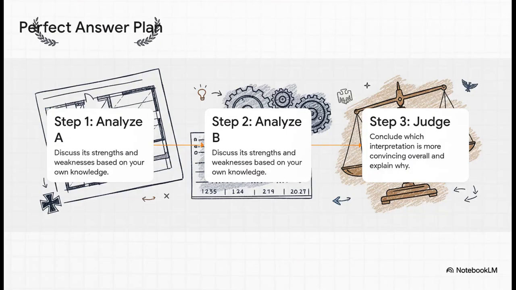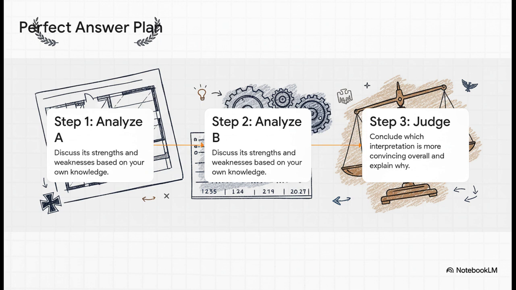And here is the perfect structure for your answer. It's a simple 3-paragraph plan, easy to remember. In paragraph 1, you're going to analyze interpretation A. Use your own knowledge to talk about its strengths, but also its weaknesses. Then, in paragraph 2, you do the exact same thing for interpretation B. Finally, paragraph 3 is where you make your judgment. You decide which one is more convincing and explain why.